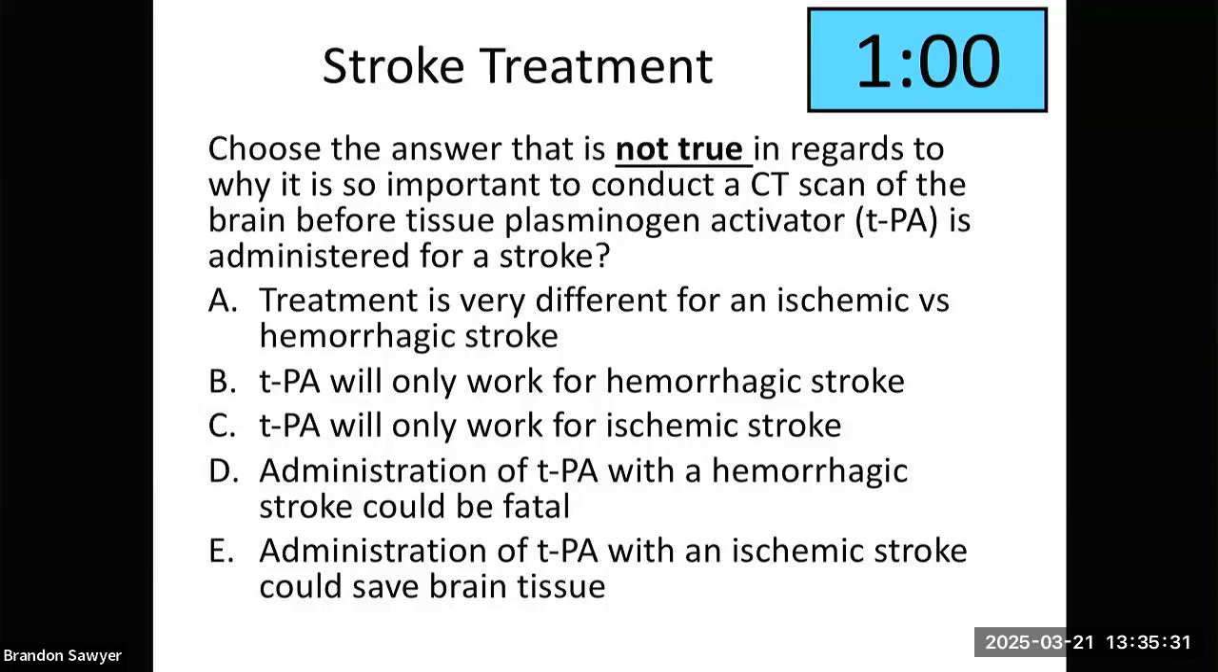So, yeah, it says which answer here is not true. It would be this one: TPA will only work for hemorrhagic strokes. It's the opposite of that. All the other ones are true, that the treatment is very different for the two. It only works for ischemic strokes. If you give it to somebody with a hemorrhagic stroke, it can be fatal. And giving it to someone with an ischemic stroke could save some of their brain.